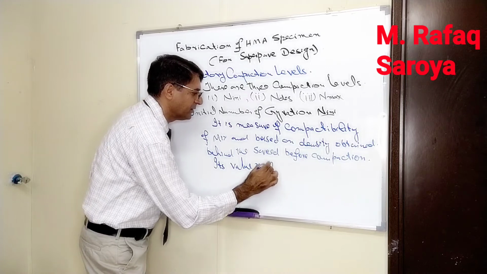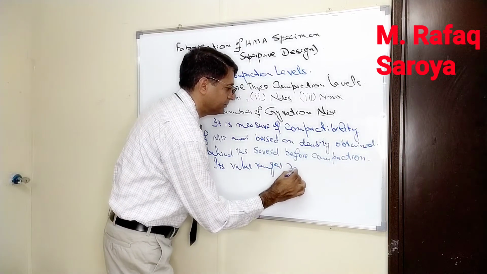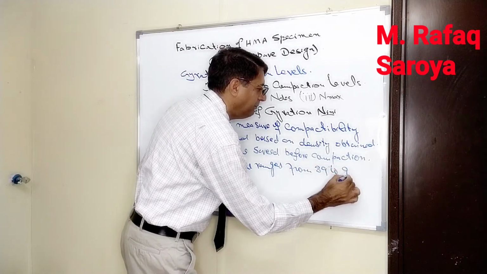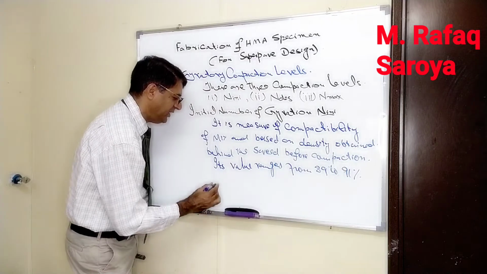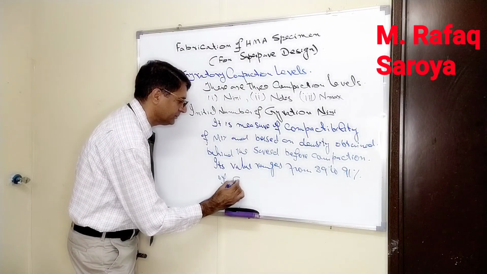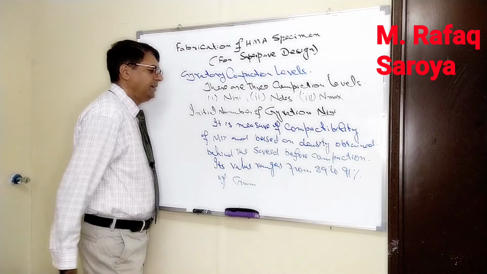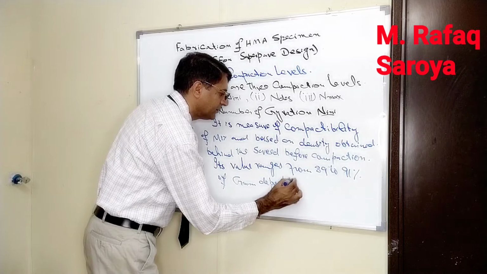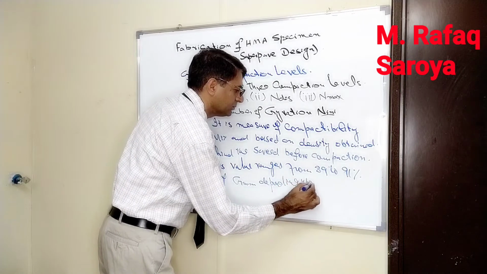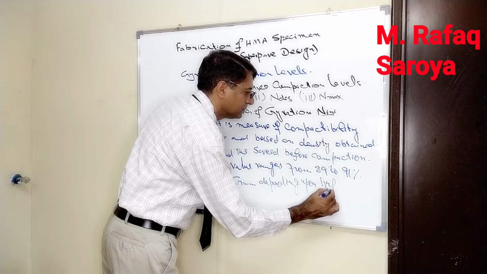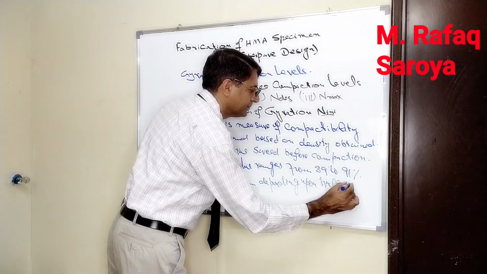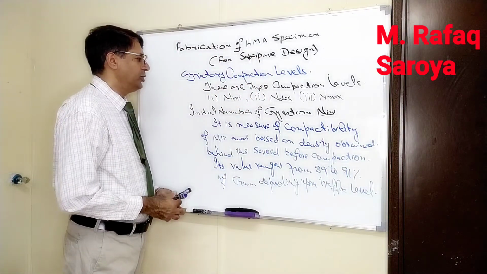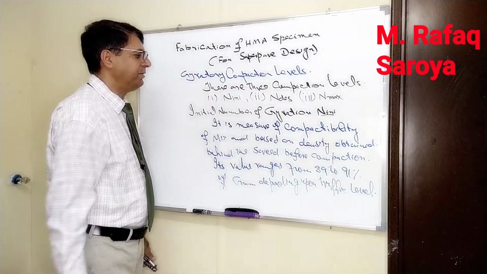Its value ranges from 89 to 91% of GMM, depending upon the traffic level. That's it. So we will measure the density of compaction before the compaction.